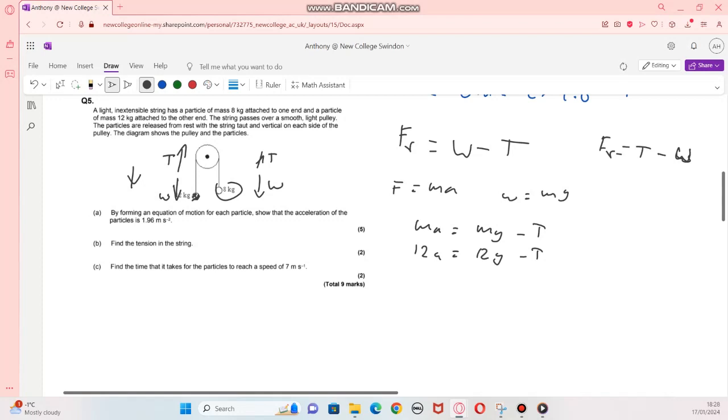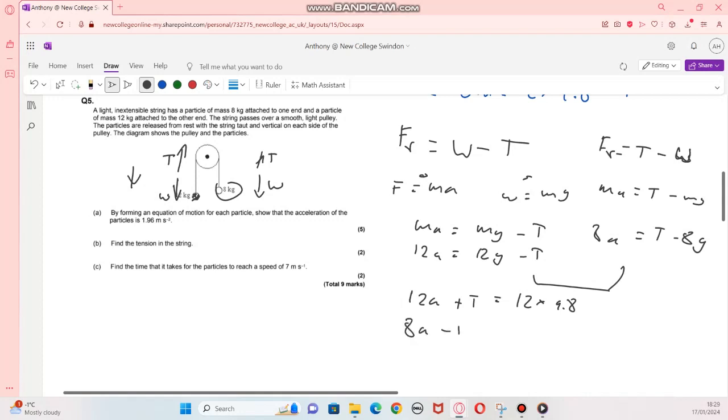Again, using these two equations, you get MA is equal to T minus mg. This time our mass will be 8 kilograms. We have 8A equals T minus 8g. There are two equations now, so we can form simultaneous equations. Let's rearrange this to a nicer form. 12a plus T is equal to 12 times 9.8. 9.8 is the same as g. For the other equation, we've got 8a minus T is equal to minus 8 times 9.8.